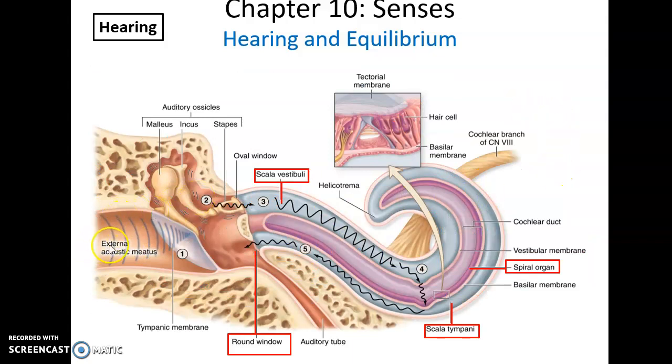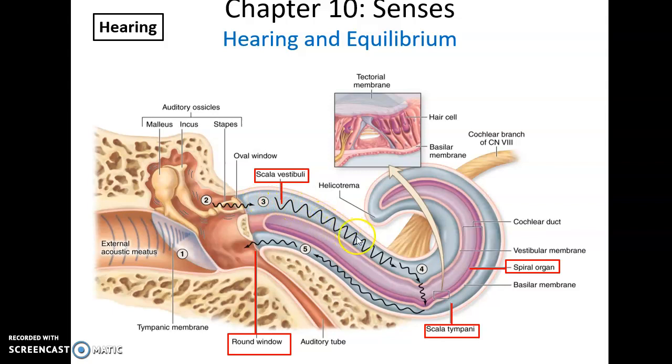So it all starts with these sound waves arriving in the external acoustic meatus. They collide with the tympanic membrane, causing it to vibrate. Tympanic membrane's vibrations cause the malleus to vibrate, cause the incus to vibrate, cause the stapes to vibrate. Stapes push in through the oval window, leading to the pressure waves in the fluid of the scala vestibuli.